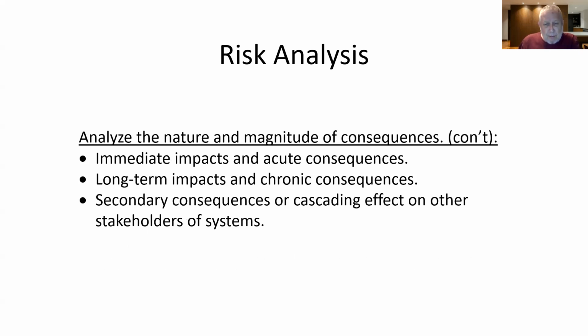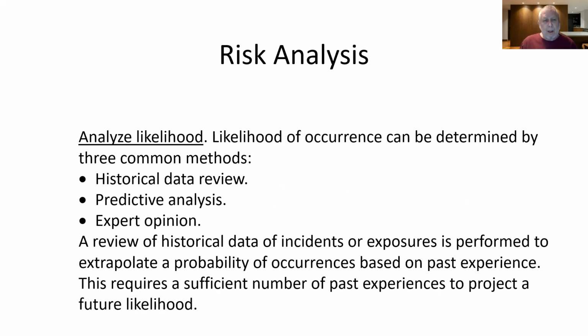Analyze the nature and magnitude of consequence, continued: immediate impacts and acute consequences, long-term impacts and chronic consequences. We all know what the difference between acute and chronic is. Secondary consequences or cascading effects on other stakeholders of the system. Secondary consequences would mean a consequence in addition to the primary consequence, or a cascading effect, meaning A causes B, causes C, causes D, which could happen. And other stakeholders of the system. Stakeholders, as we know, is a general term that means basically anybody that could be affected by what we're doing here or by the system that we're talking about.